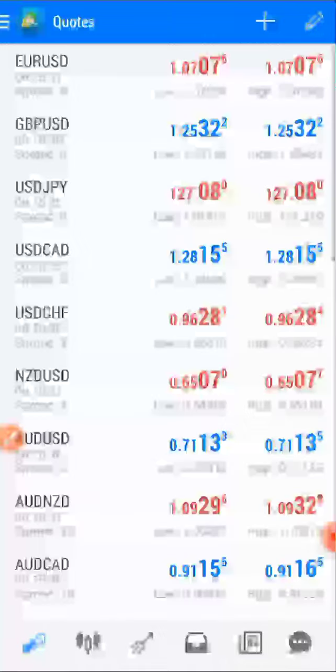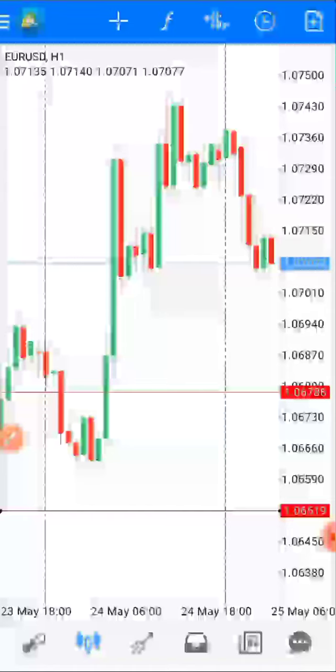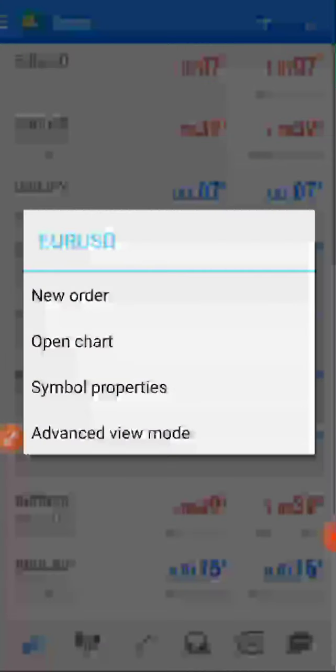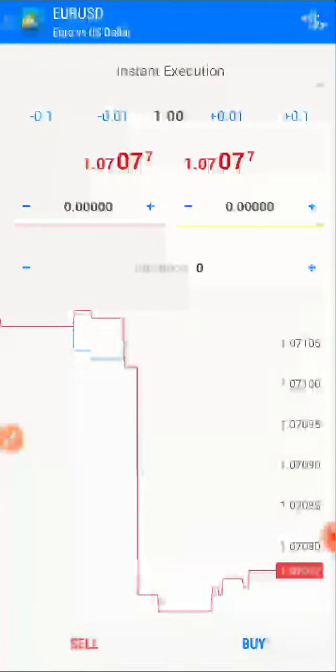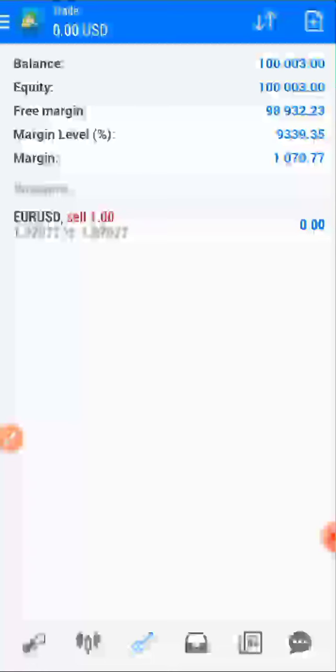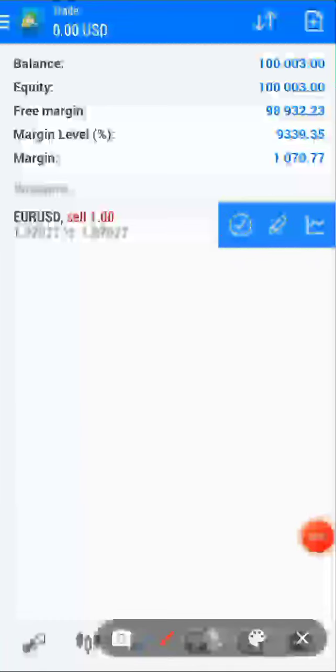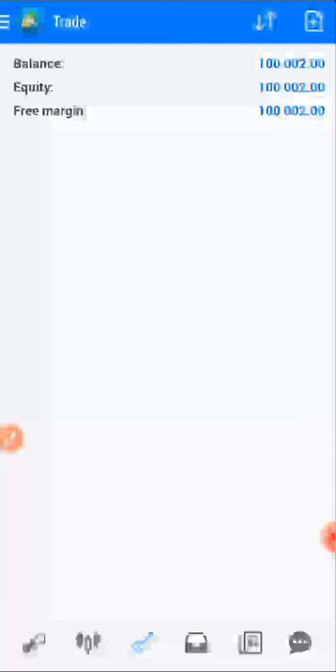If you want to play, let's place the trade again. For sell, open chart. Not open chart, sorry. New order, and then sell. We've opened a sell trade. To close it the same way, you click on this now. Click on it, and then close with loss. Simple, as simple as that. You close your trade, you open your trade.